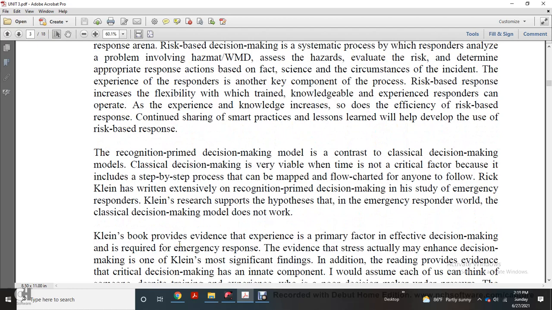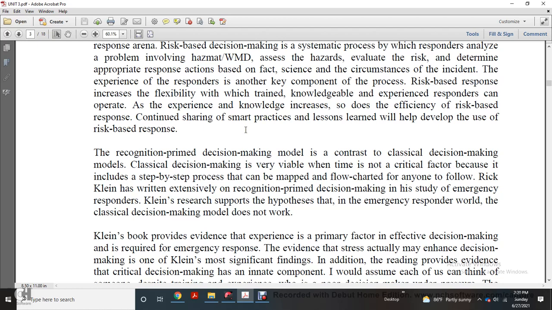Recognition-primed decision-making model, in contrast to the classical decision-making model. The classical decision-making model is very viable when time is not a critical factor. It includes a step-by-step process that can be mapped with a flowchart for anyone to follow. Gary Klein wrote extensively on recognition-primed decision-making in the state of emergency responders.